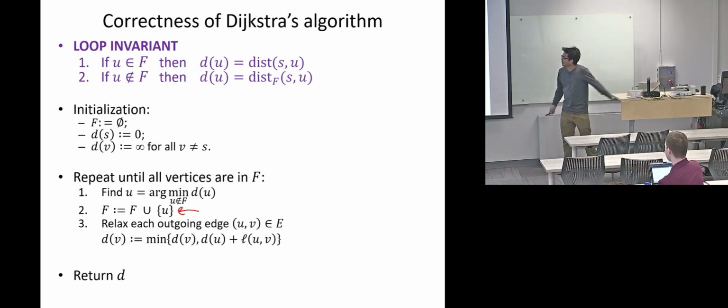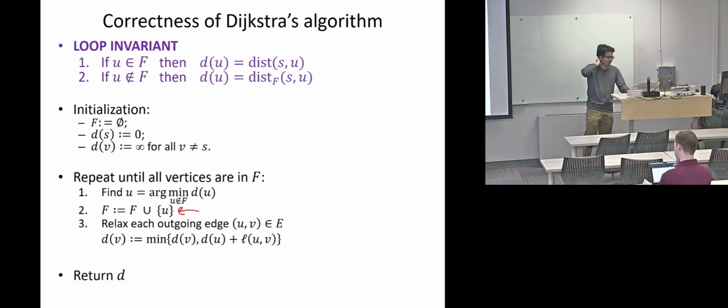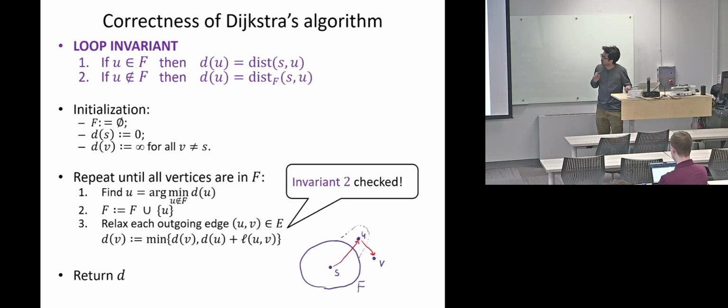We take u to be the minimum finalized guy, and the estimate of u is already correct. So even if u is now added to the finalized set, this would be a correct one. So invariant 1 is true by the key claim from the last slide. And the second invariant would be true as well because of the relaxation step.